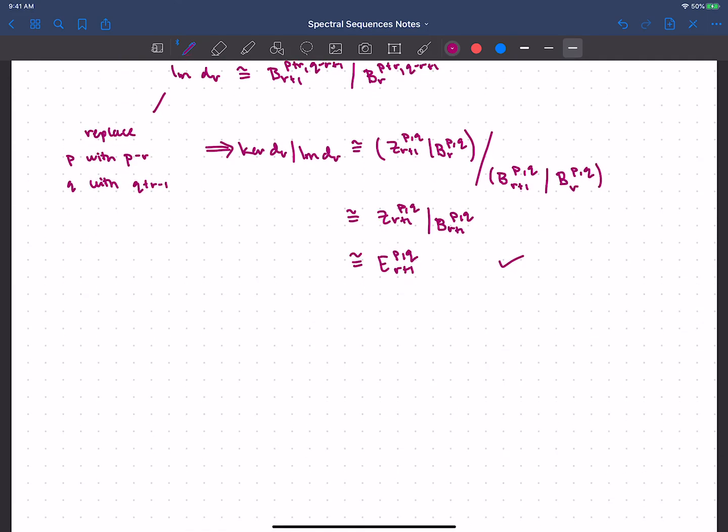Remember that our E infinity term was just take Z infinity, that was the intersection of all the Z's, mod B infinity, that's the union of all the B's, and the B's sit inside the Z's, so okay, that quotient makes sense. And now the question, which to some degree will take us a lot to answer, but we can at least start to answer soon, is how does this all relate to the E infinity term?